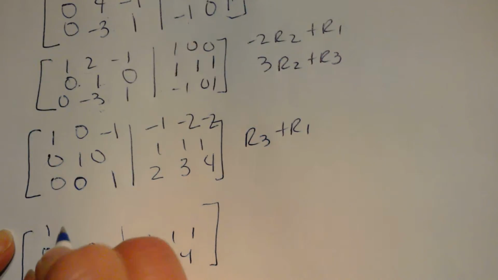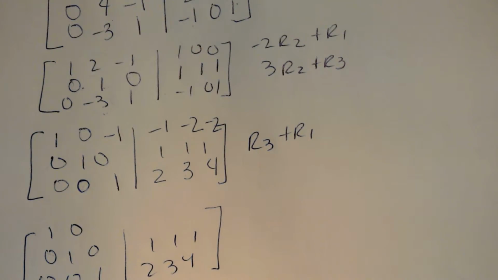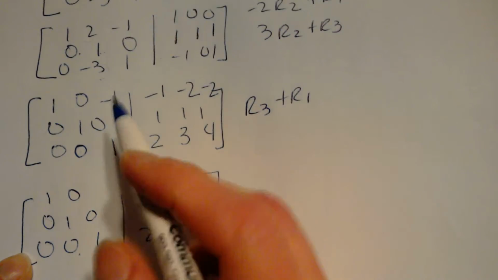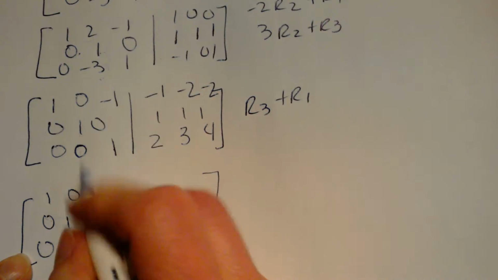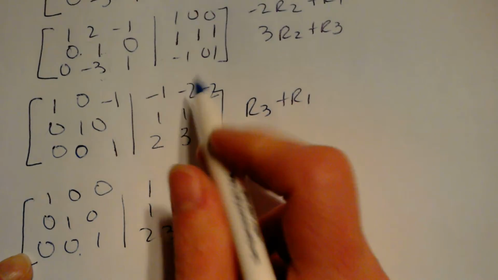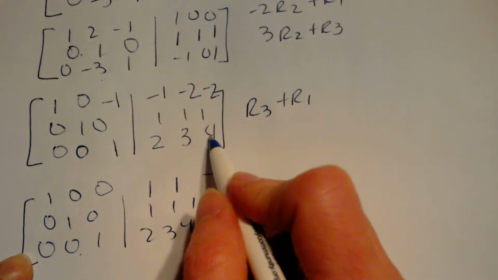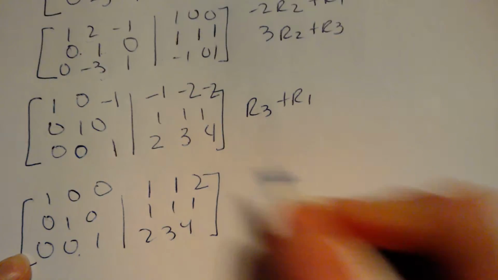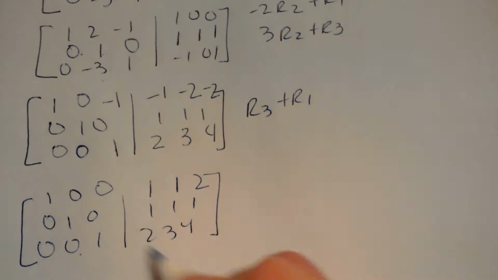And then here, row 1. The first two, if I'm adding, it's not going to change. Just let that in. So 1 plus a negative 1 is 0. 2 plus a negative 1 is 1. 3 plus a negative 2 is 1. 4 plus a negative 2 is 2. So this would be our inverse.